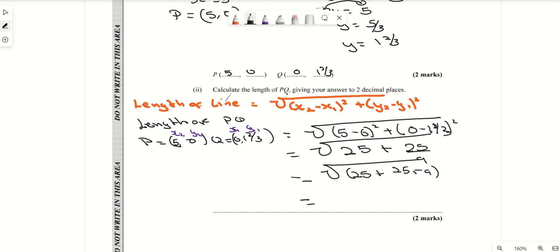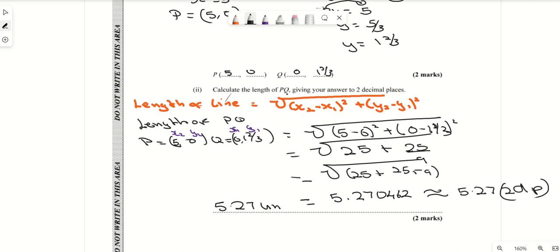They say put your answers to 2 decimal places. This answer was 5.270462, and so forth. To 2 decimal places this would be 5.27, and that would be your answer right there. 5.27 units to 2 decimal places, in brackets to tell the examiner that you approximated it to 2 decimal places. And that is your answer for the length of your line.